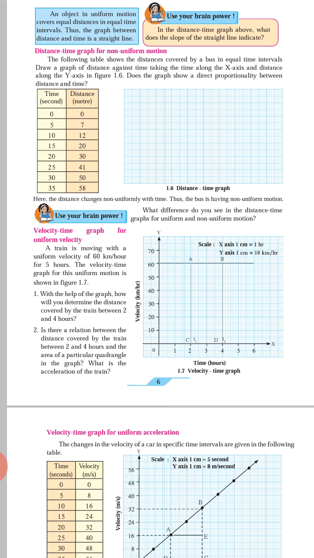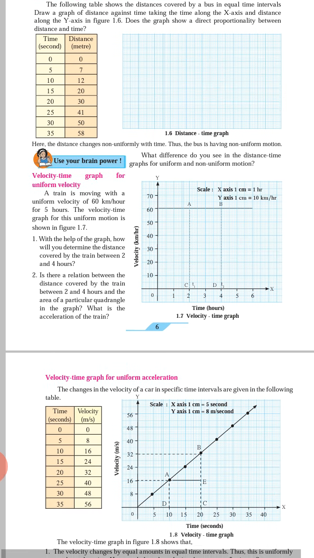A train is moving with uniform velocity of 60 km per hour. The velocity time graph for this uniform motion is shown here. Okay, the velocity is 60. There is horizontal line at 60 kilometer per hour. After 2 hours the velocity is 60. After 4 hours also the velocity is the same, 60. It is a horizontal line, velocity time graph for uniform velocity.